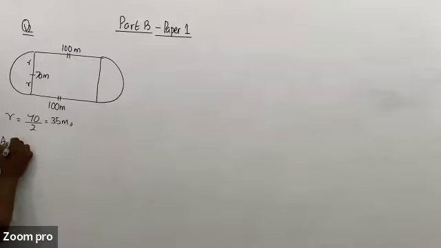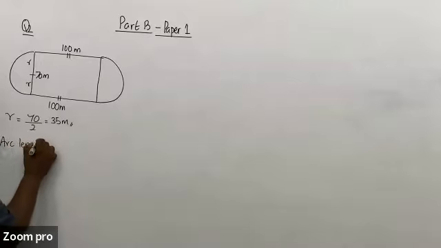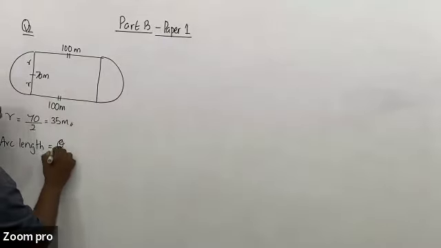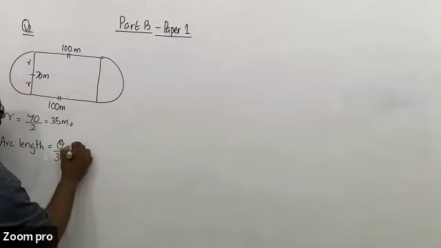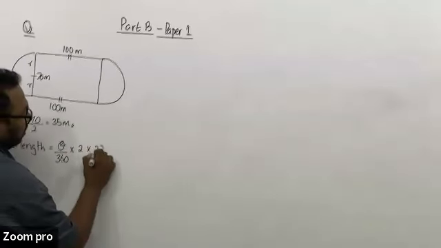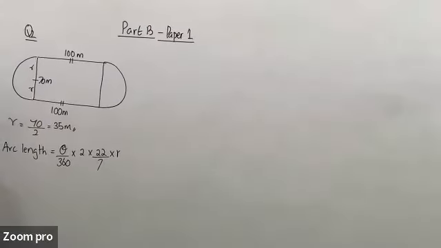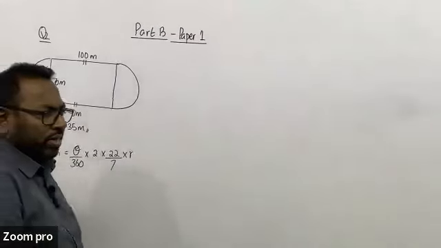So arc length is equal to, what's the formula? Theta over 360 into 2 into pi into r.